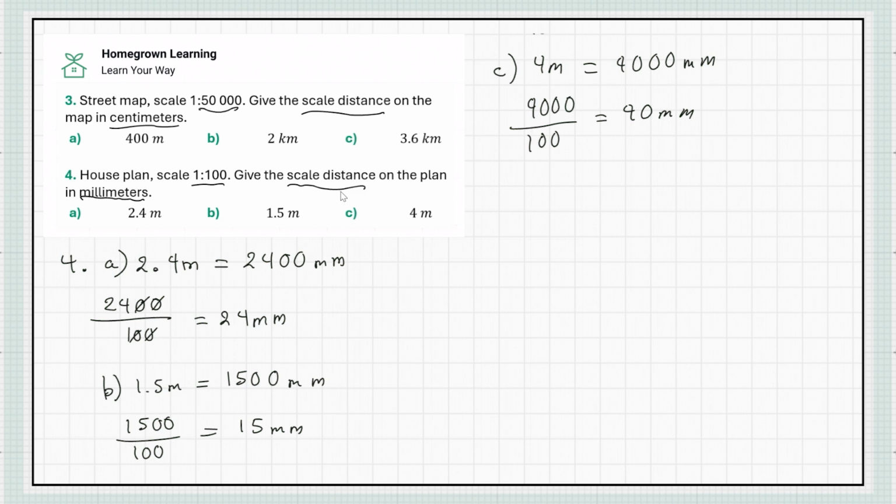So for these, just remember, if you're looking at a house plan, this 40 millimeters on the house plan, on the document, on the small piece of paper, is equivalent to 4 meters in real life.